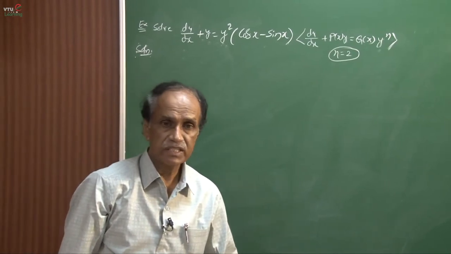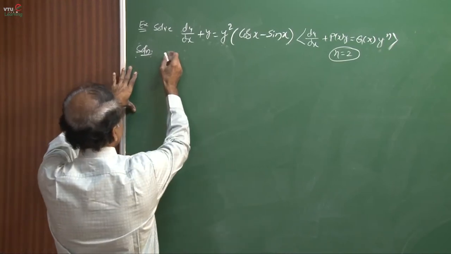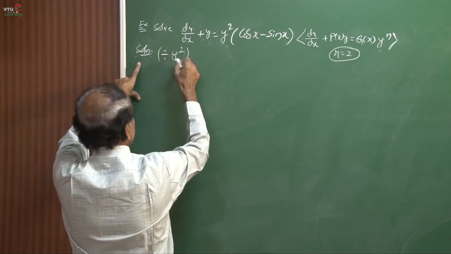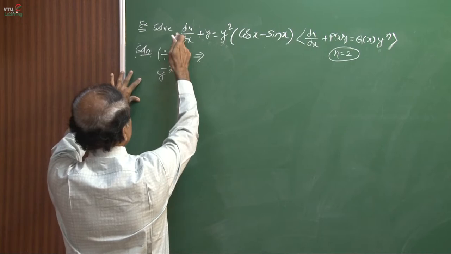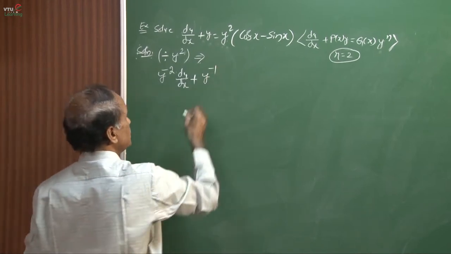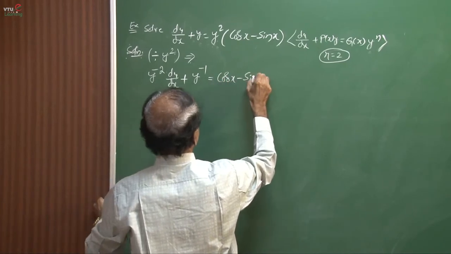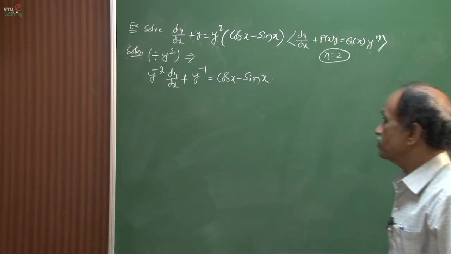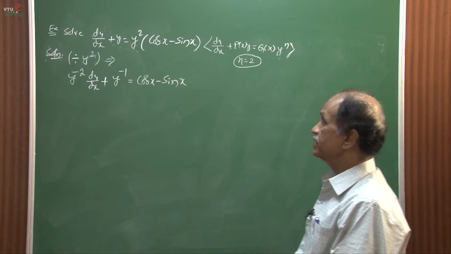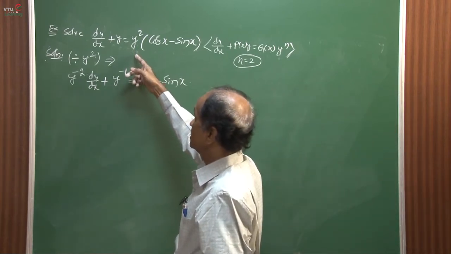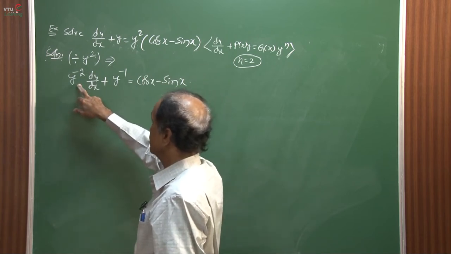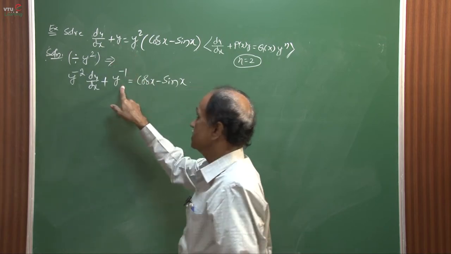n equal to 2 means it is a nonlinear term, and because of the nonlinear term you have to reduce it to the linear form. First of all, divide by the term which is not required on the RHS, divide by y square. This gives y to the power minus 2 dy by dx plus y to the power minus 1 equal to cos x minus sin x. We made an attempt to remove this y square, which shows nonlinearity, by dividing, and we brought y to the power 2 to the numerator as y to the power minus 2, and because of the y we have here, it is y to the power minus 1.